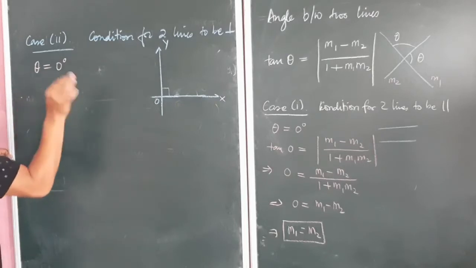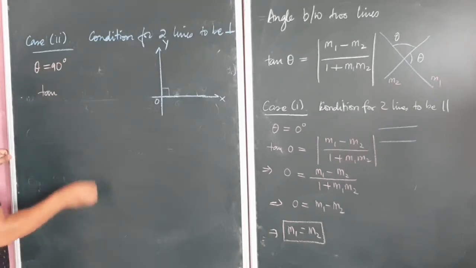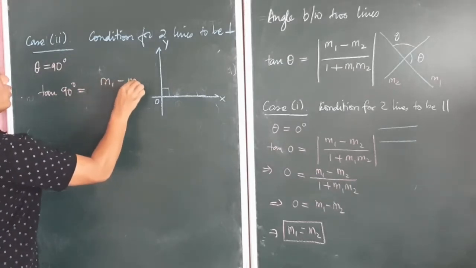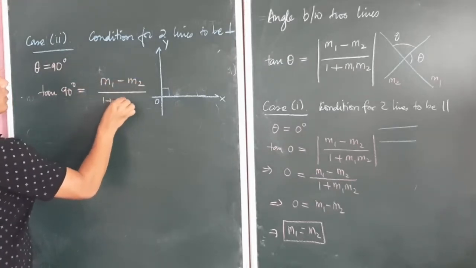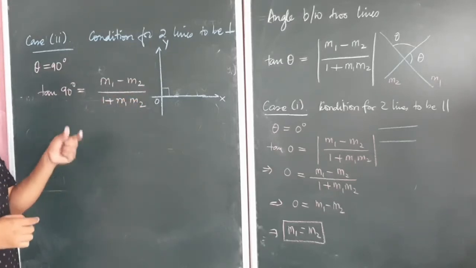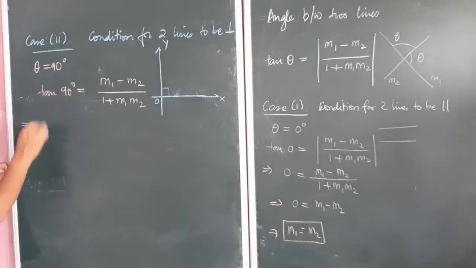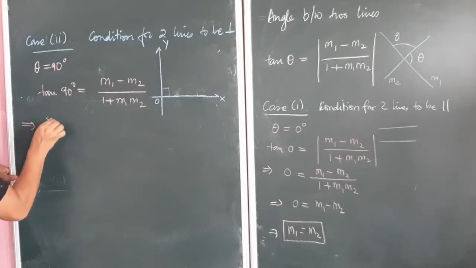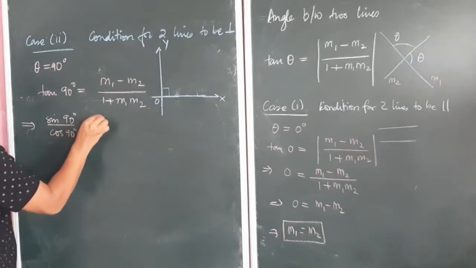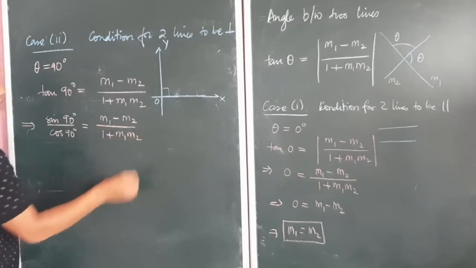Theta is equal to 90 degrees. Therefore this formula changes into tan 90 degrees equals (m1 minus m2) by (1 plus m1 m2). Again we know that the value between 0 and 90 degrees will always be positive, so that's why I'm not putting the modulus sign here. And we know that tan 90 degrees can be written as sine 90 degrees by cos 90 degrees, equals (m1 minus m2) by (1 plus m1 m2).